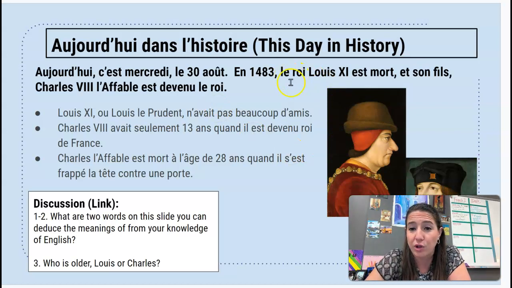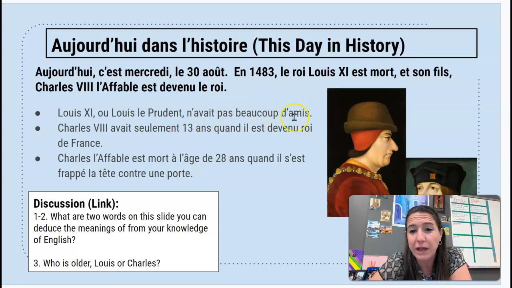So we have le roi, the king, Louis XI, est mort, et son fils, Charles VIII, also known as Charles the Affable, Charles Rit Lafable, which affable in English just means pleasant, est devenu le roi, became king. Okay, Louis XI, or Louis le Prudent, so he was known as Louis the Prudent, or Louis the Careful, n'avait pas beaucoup d'amis. Didn't have a lot of friends.